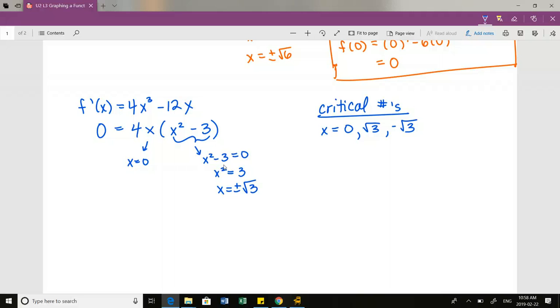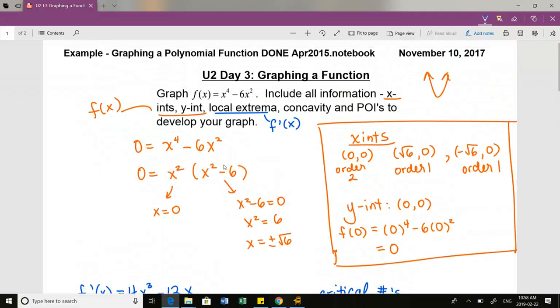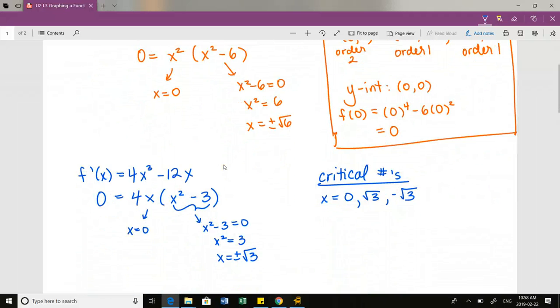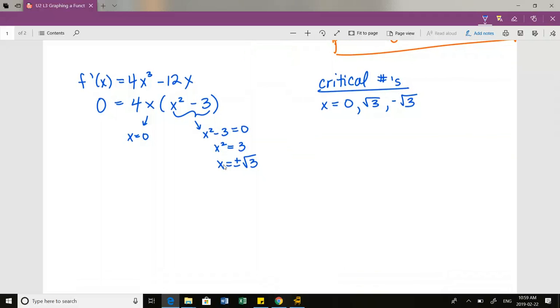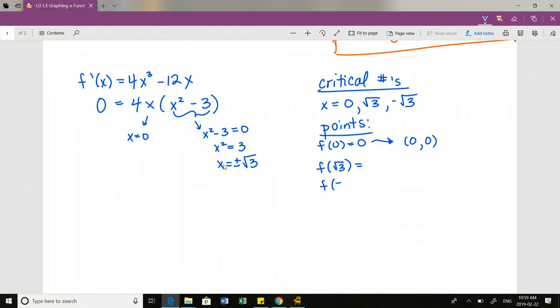Okay, and it's actually useful if we're creating kind of like a full sketch and I'm looking for local extrema. I actually want to know the xy coordinates of those things. So I can find the y coordinates for these points. So if I want to write them as points, I'm going to sub them all into the regular function f at x. Well, I already know that f at 0 is 0. So we know that the critical point there is going to be 0, 0. And then I would also want to know f at root 3 and f at negative root 3 to get the actual point of that.